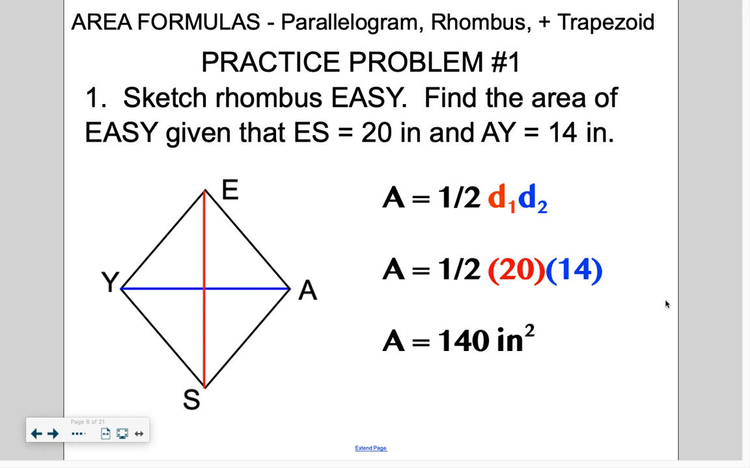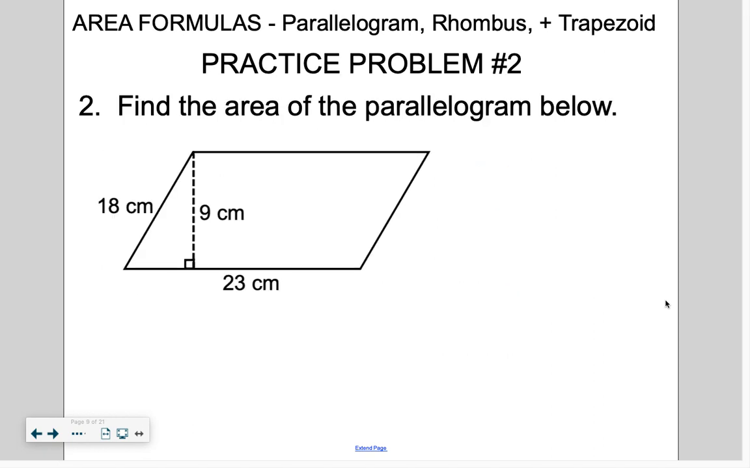Let's try another. This one's asking you to find the area of the parallelogram below. So it's telling you what kind of shape it is. Now it's just a matter of finding the proper formula and using the values given to do that.